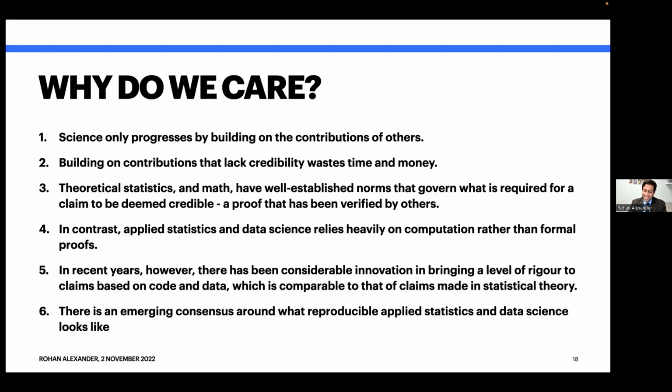If I talk to my colleagues in the statistics department and their theorists, they say, well, we've got a very well-defined way for what a credible result is. And they then pass me pages and pages of their proofs. And for a long time, applied statistics and other areas that relied on computation didn't have something that was similarly rigorous. And it's only in recent years that we have developed the infrastructure, and there's an emerging consensus around what a rigorous claim looks like in applied statistics.